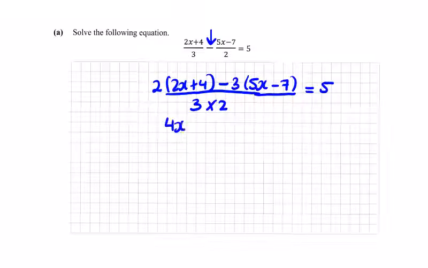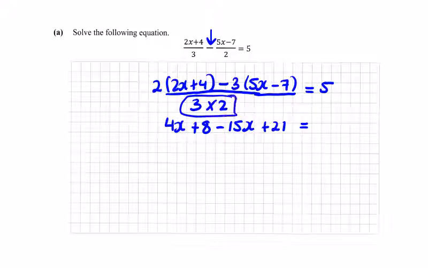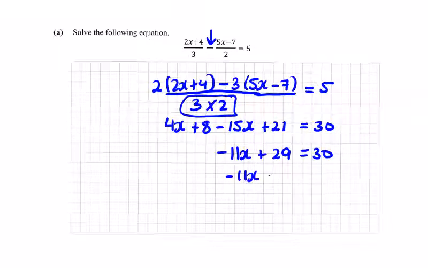So 4x plus 8 minus 15x plus 21 is equal to this 6 on the bottom times the 5, which is 30. So we're going to have minus 11x plus 29 equals 30. So minus 11x is equal to 30 minus 29, which is 1. So x is equal to 1 over minus 11.